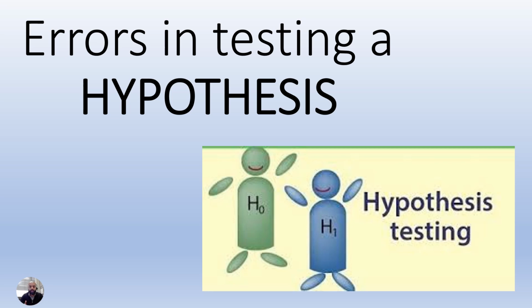Then I'm going to talk about errors that may creep in due to sampling errors, and we'll also talk about type 1 and type 2 error in hypothesis testing. So I will also explain what a null hypothesis is and how a null hypothesis is related to type 1 and type 2 errors. So let's get started.